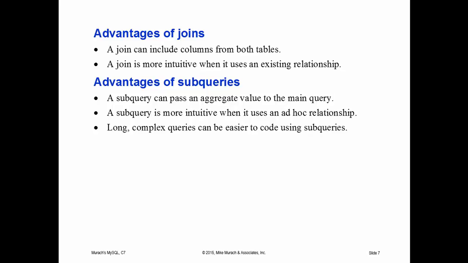On the slide you see right here, they give you advantages of both. Advantages of joins, they say, are that you can include columns from multiple tables, and it can be more intuitive when you look at it. Whereas with subqueries, you can pass an aggregate value to the main query. So you can do sum, average, count star, min, and max. Subqueries can be more intuitive depending on who you are. And finally, long complex queries can be easier to code using subqueries. But again, more often than not, it's a matter of taste.